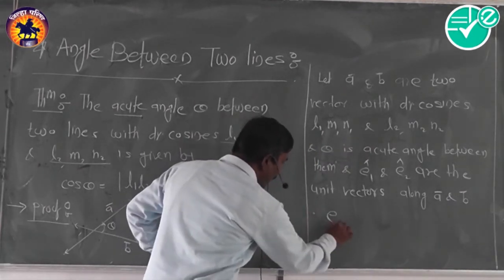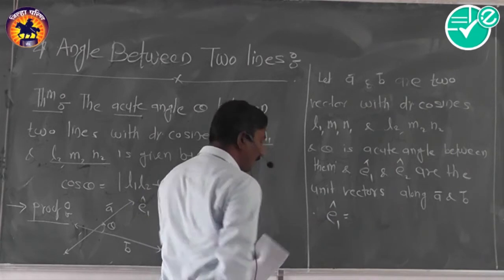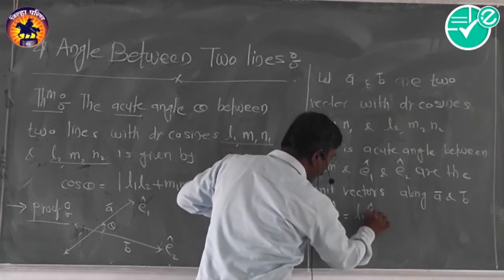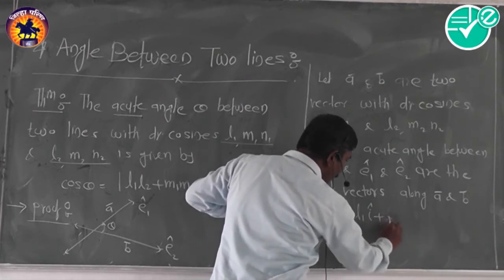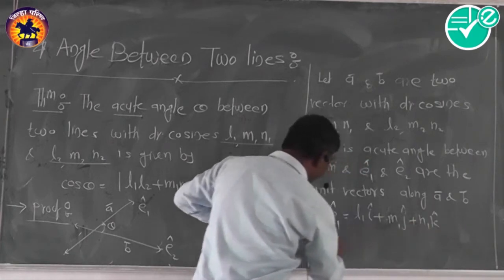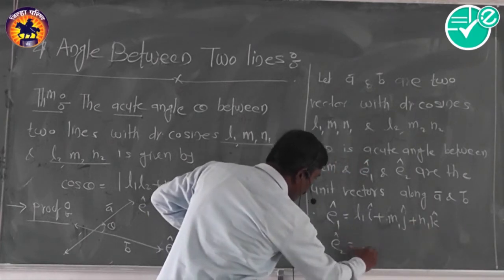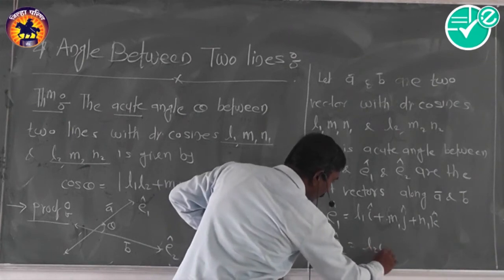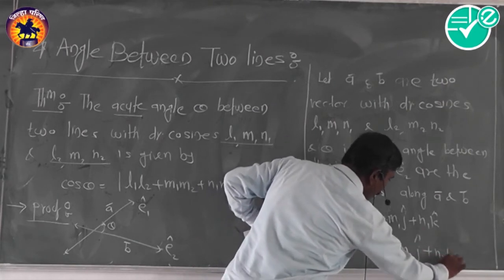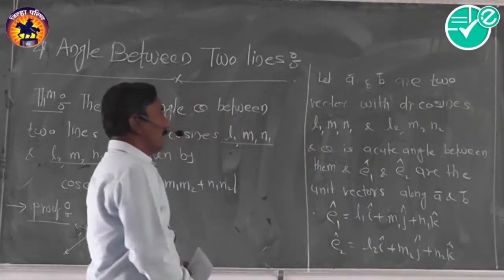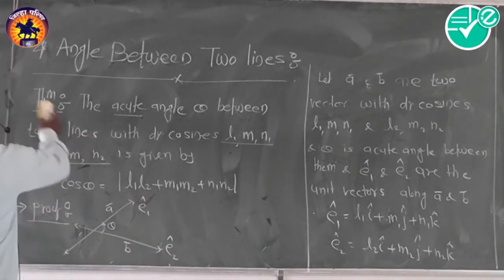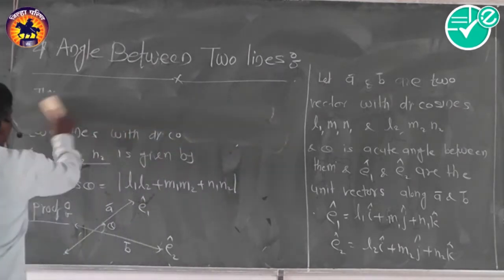Therefore E1 cap is equal to, that is, the first direction ratios, L1 I cap plus M1 J cap plus N1 K cap. E2 cap is equal to L2 I cap plus M2 J cap plus N2 K cap. Now we can take the dot product of E1 cap and E2 cap.